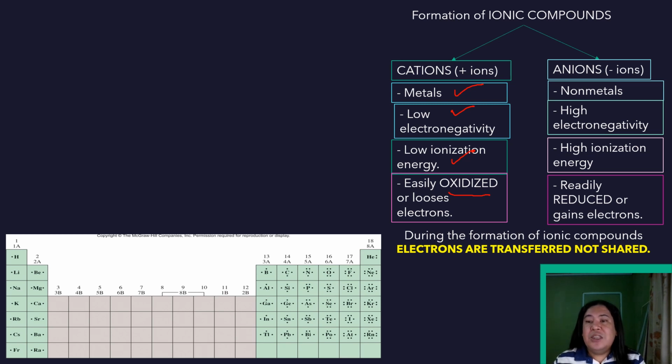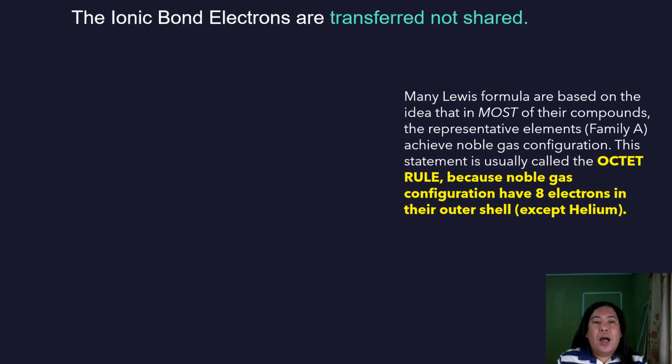Okay? Pagdating naman sa anions, anions are the negative ions. This is for the nonmetals with high electronegativity, high ionization energy, and can readily reduce or gain electrons. That is why nonmetals always bear a negative charge or a negative oxidation number. Laging ang nonmetal is negative ang charge or oxidation number kasi the negative charge indicates that the electron is being gained by that particular atom. Okay, so in the ionic bond, electrons are transferred, not shared.